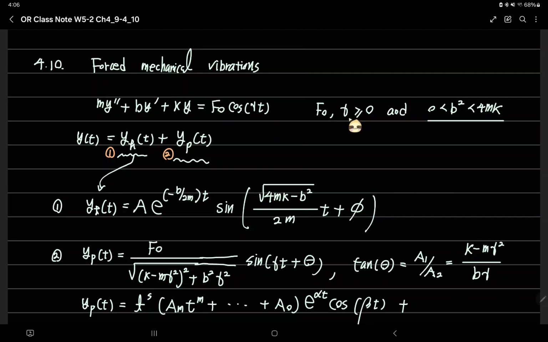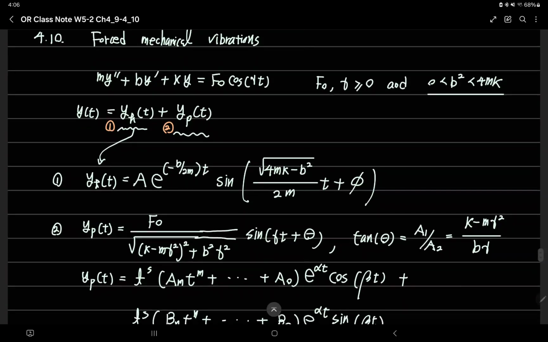Here we assume that gamma, which is the frequency of the external force, and F sub 0 are positive or non-negative, and b squared is between 0 and 4mk. So b squared minus 4mk, which is the discriminant of the auxiliary equation associated with the homogeneous equation, has complex roots. We want to find the general solution of this non-homogeneous equation.